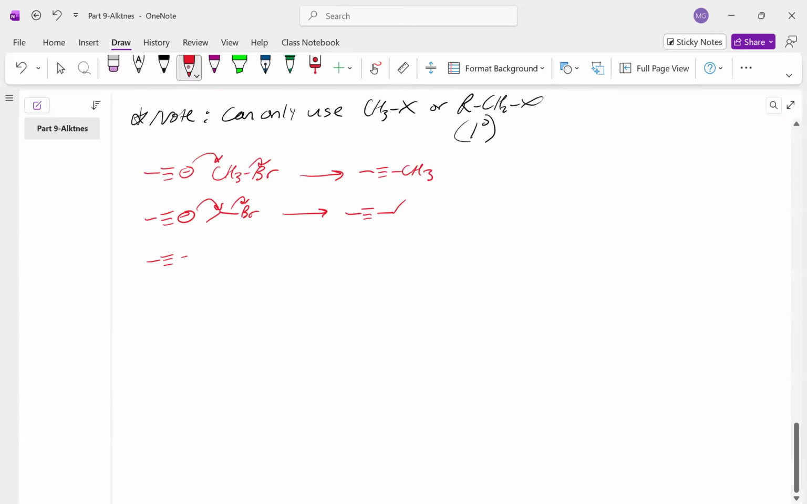Now, one of the downsides to this being such a great nucleophile, the acetylide ion being a good nucleophile, is it's also a very strong base. And so if you have a secondary leaving group, it's not going to do substitution. What do you think it's going to do instead? It's going to do elimination.